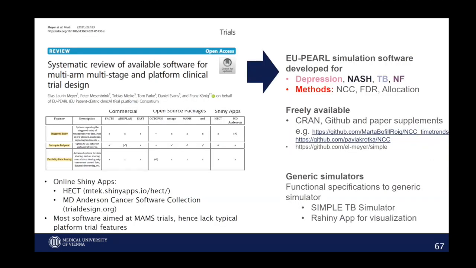And then you might ask, okay, which software can we use? So we did a review, and there's not much software out there. You can use some software initially made for multi-armed clinical trials and play around a little bit, but usually you would need tailored code. And here on the right-hand side, you can find which code we have developed, for the different indications, and based on the learnings for very specific designs, we tried to create a very simple platform trial simulator, which is quite generic, which should help in future to adapt it more easily so that you don't have to start from scratch every time.